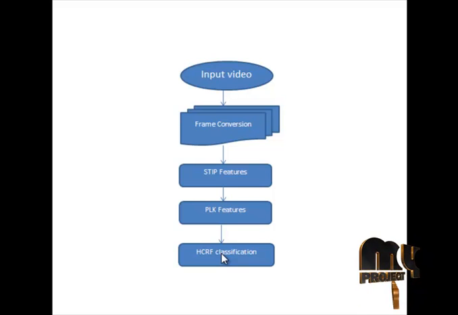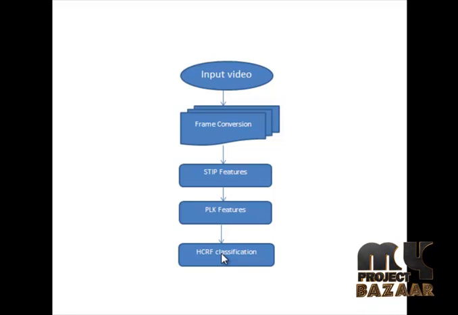HCRFs are a class of statistical modeling methods often applied in pattern recognition and machine learning, where they are used for structured prediction, whereas an ordinary classifier predicts a label for a single sample without regard to neighboring samples. An HCRF can take context into account. Based on this, we are identifying which action is performed in that video.